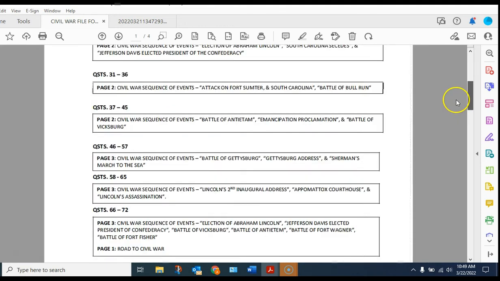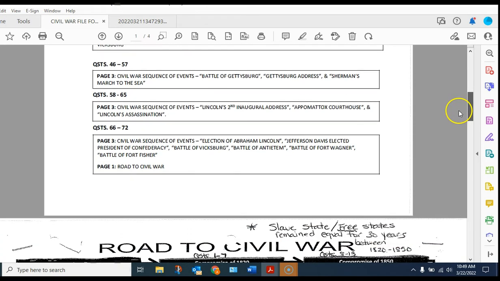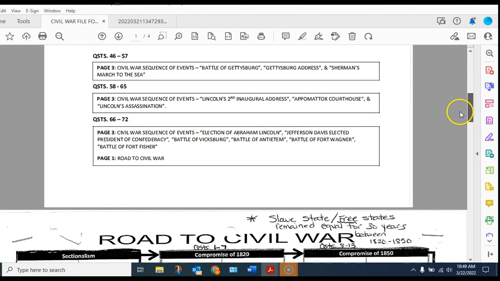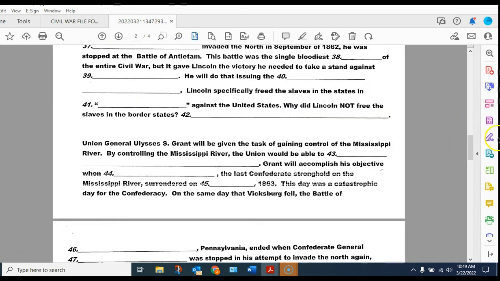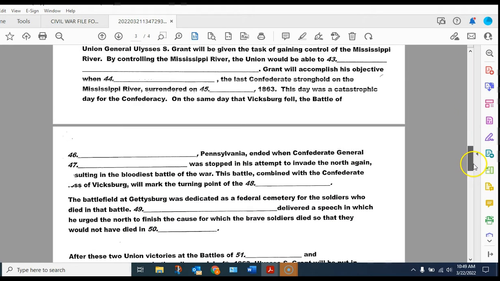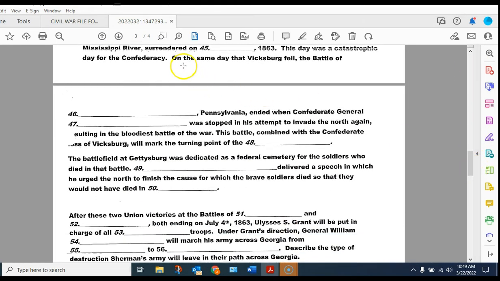Okay. Moving on, we're on questions 46 through 57, and it'll be talking about Battle of Gettysburg, Gettysburg Address, and Sherman's March to the Sea. Here we go, question 46, and it picks up here at the bottom of the page. On the same day that Vicksburg fell, the Battle of Blank, Pennsylvania, ended when Confederate General Blank was stopped in his attempt to invade the North again, resulting in the bloodiest battle of the war.